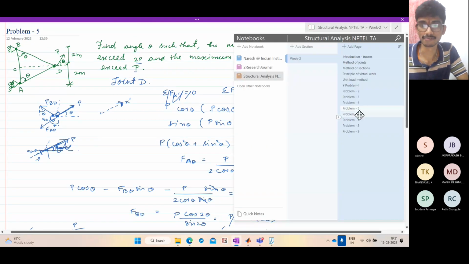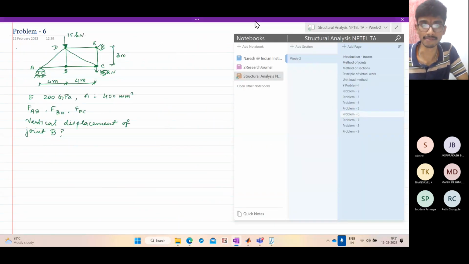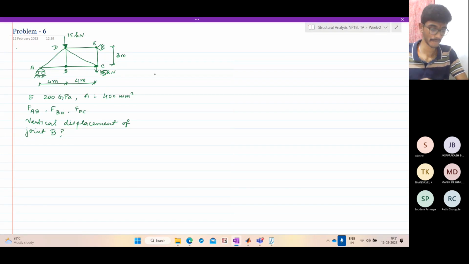Okay, now let us go to this, which is for this week's assignments. Please pay attention. So what is asked? This is a given truss. We are asked to find out the vertical displacement of the joint B. So this is joint B. So what are the steps?